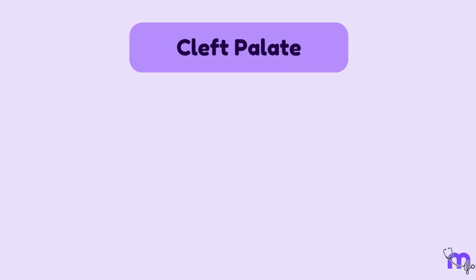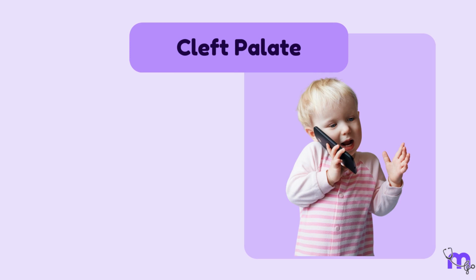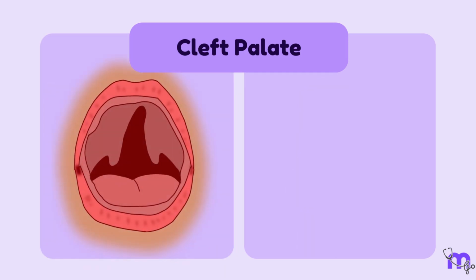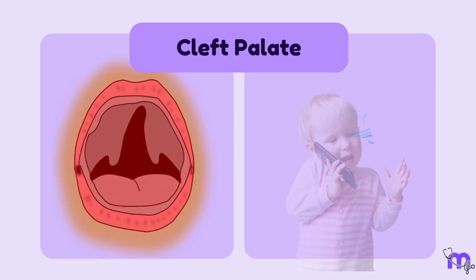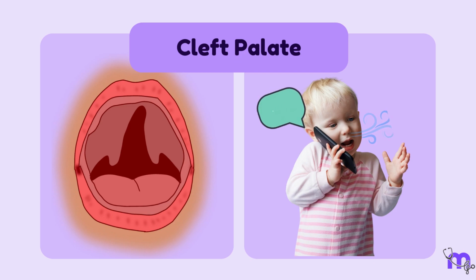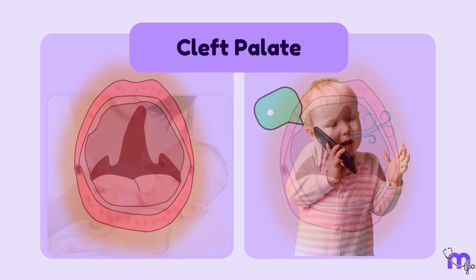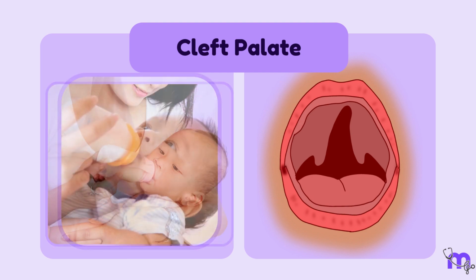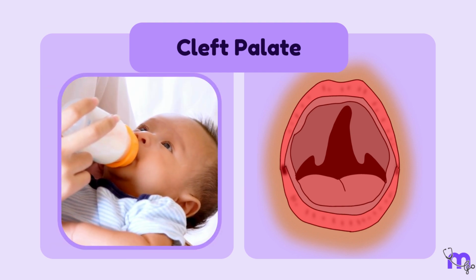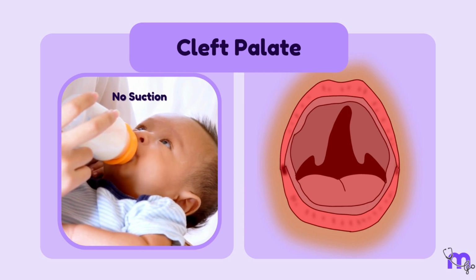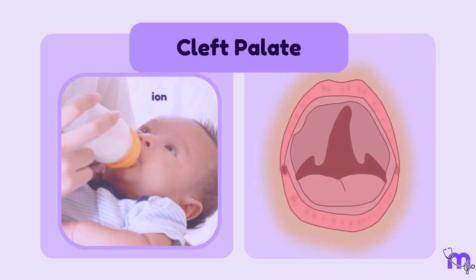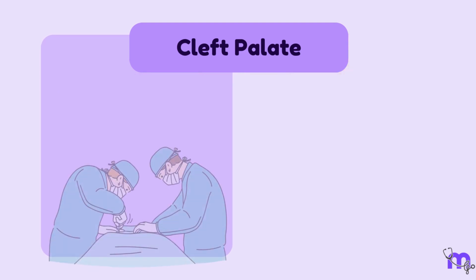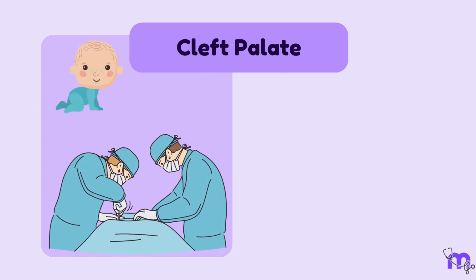A cleft palate can cause difficulties in speech and feeding. The opening in the palate can lead to air escaping through the nose during speech, affecting speech sounds. It can also make feeding challenging, as the baby may have difficulty creating the necessary suction for breastfeeding or bottle feeding. In humans, these can be corrected at an early age.